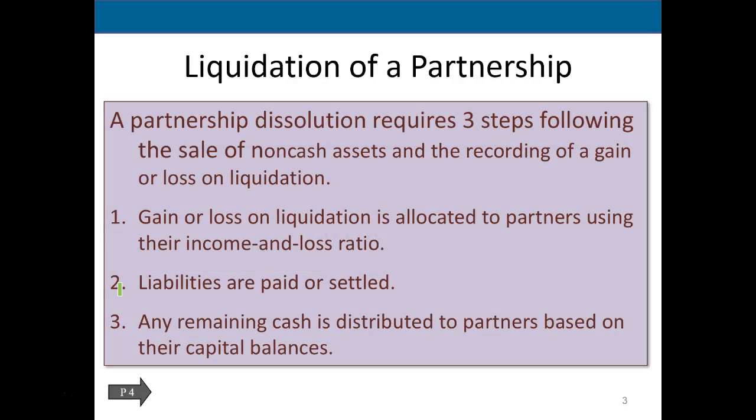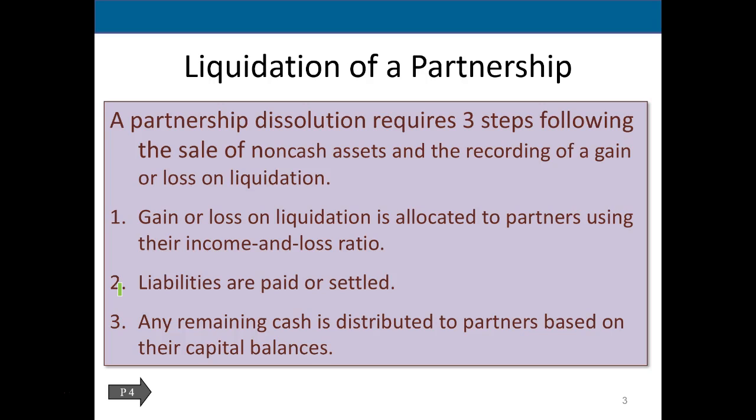A partnership dissolution requires 3 steps following the sale of a non-cash asset and the recording of a gain or loss on liquidation. So first, the gain or loss on liquidation is allocated to partners using their income loss ratio. Liabilities are paid off. Any remaining cash is distributed to the partners based on their capital accounts.